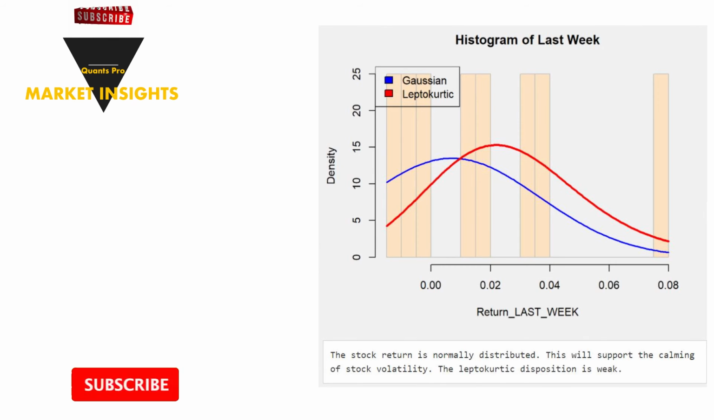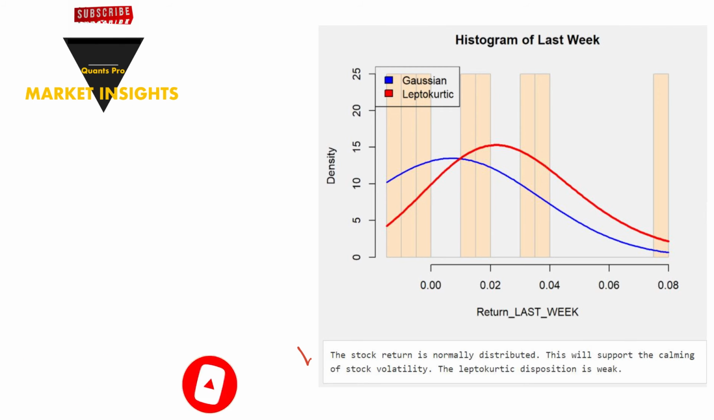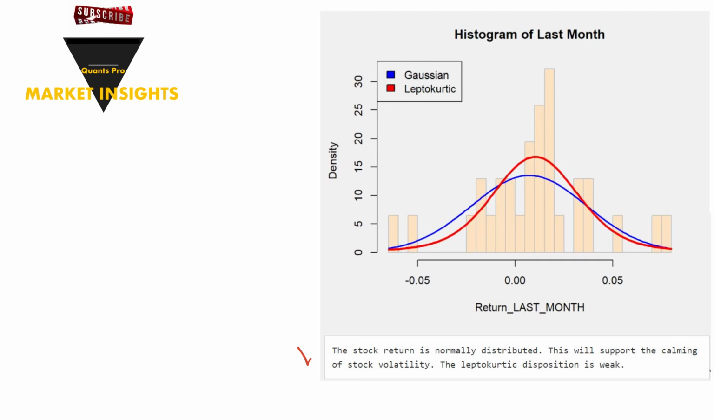If we examine the probability distribution of the return, the stock has performed as shown in the chart over the past week. It can be said that the returns behave more closely to the Gaussian curve. Likewise, the last month's return distribution also reflects a dominant Gaussian characteristic.